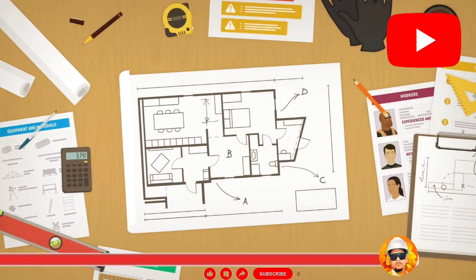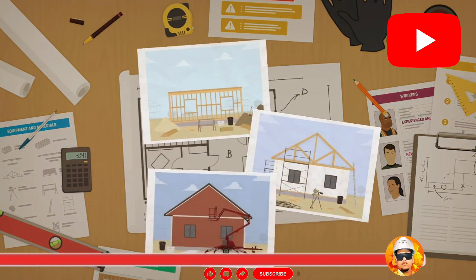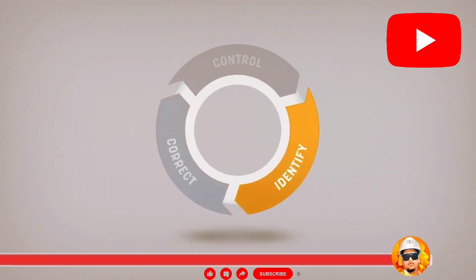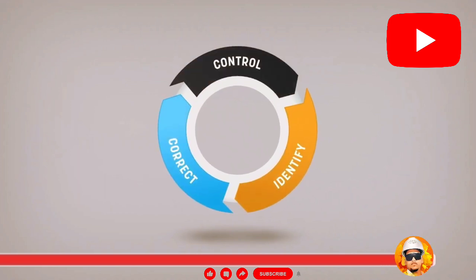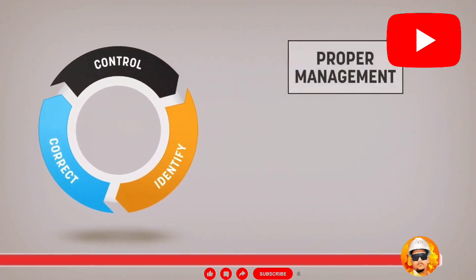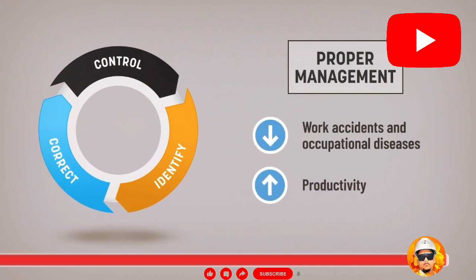But remember, every job site is unique, and workplace hazards can change and evolve as construction progresses. That's why it's important to follow the Identify, Correct, Control process to ensure proper management of occupational health and safety. This will help reduce work accidents and occupational diseases and increase productivity.